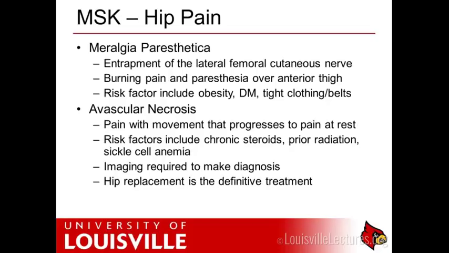Risk factors for this, so we always think about steroids. The other things that we don't always think about, so prior radiation, and then sickle cell anemia. And then you need to do imaging, so this could either be plain films, so late in the disease, plain films can diagnose this. Early on, it would be MRI. And then these patients should be referred to orthopedic surgery and hopefully get a hip replacement.